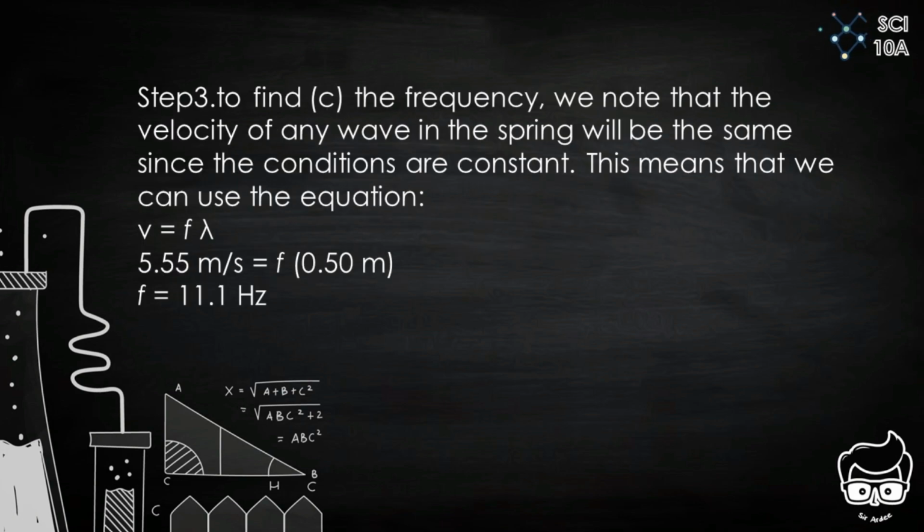Step number 3. To find the frequency, we note that the velocity of any wave in the spring will be the same since the conditions are constant. This means that we can use the equation v equals f multiplied by lambda. We are just going to plug in the values that we have. v is equal to 5.55 meters per second. That is equal to frequency multiplied by 0.50 meters. Divide both sides by 0.50 meters to find the frequency, and that will give us the final answer for frequency, which is equal to 11.1 Hz.